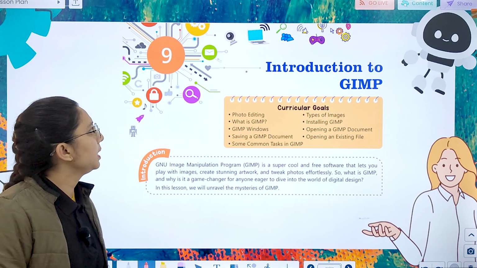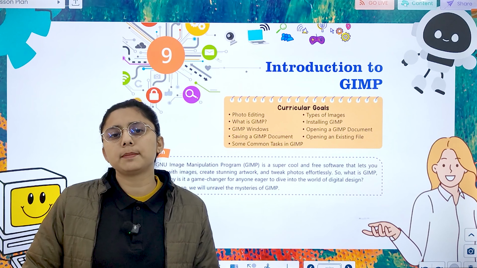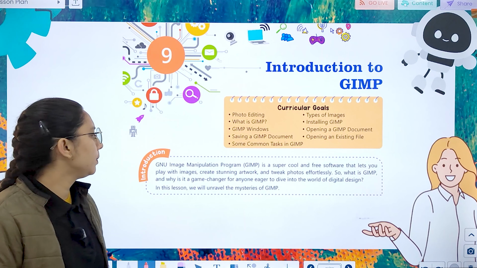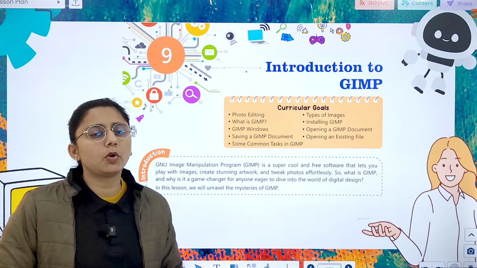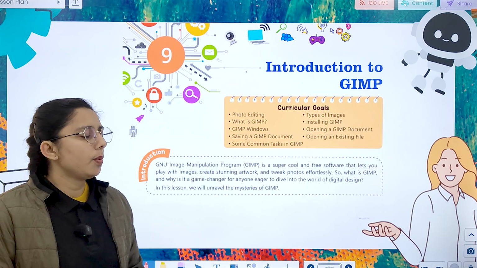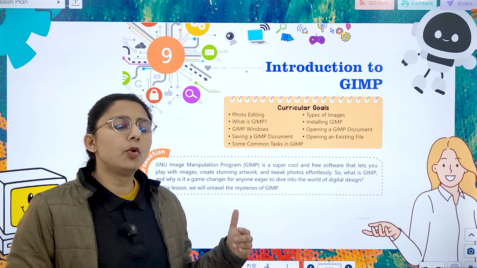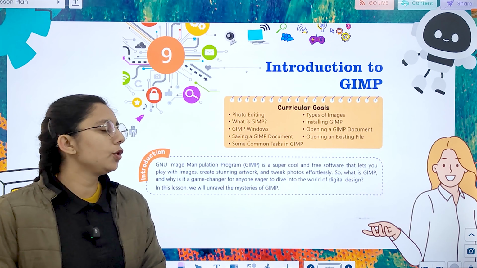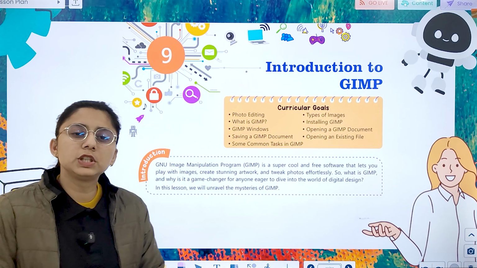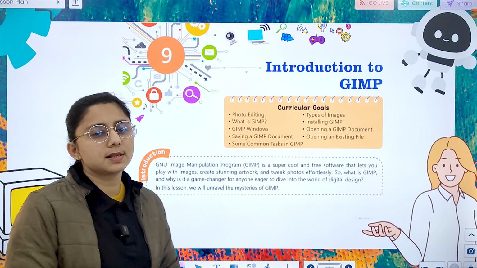Let's start with chapter number 9, Introduction to GIMP. In this chapter, I will tell you about photo editing, what the different types of images are, what GIMP is, and how to install it. Then the GIMP window and opening a GIMP document, and I will tell you how to open, how to save it, and how to open an existing file.